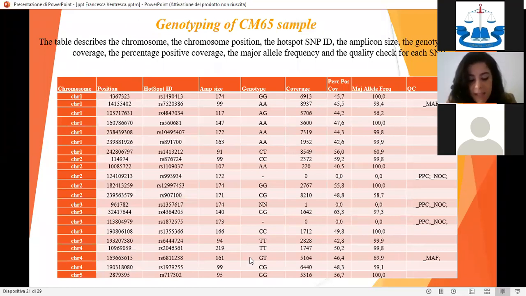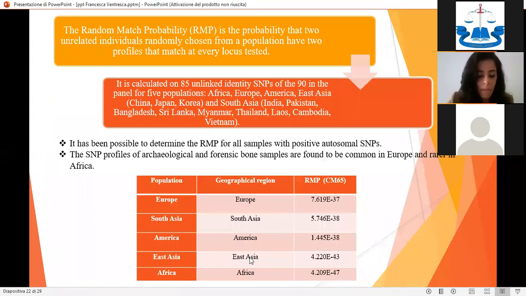This table is just an example of a sample's genotyping results, including the position, amplicon size, the genotype, the total coverage, and the percentage positive coverage, so all the details of each SNP detected in each sample. We have done this work for all samples analyzed, but in this presentation, I just put one sample to show you an example of the genotyping results.